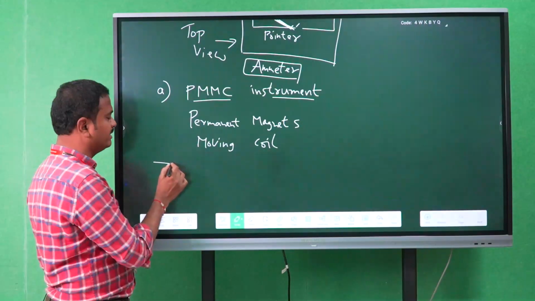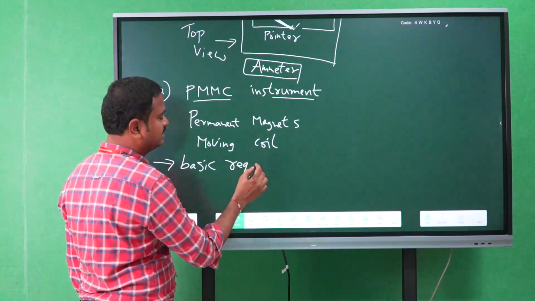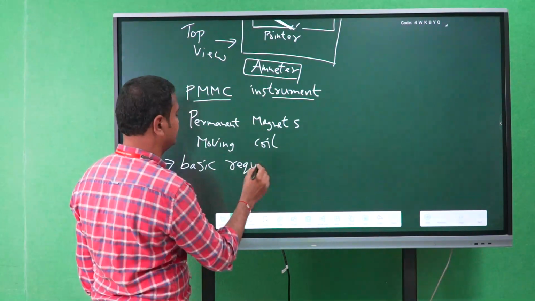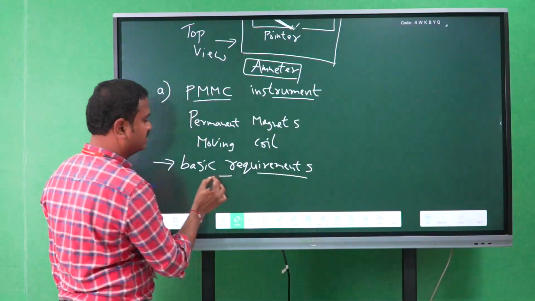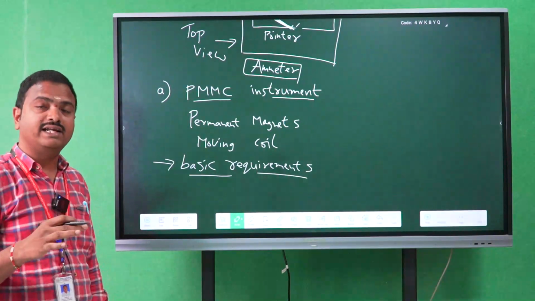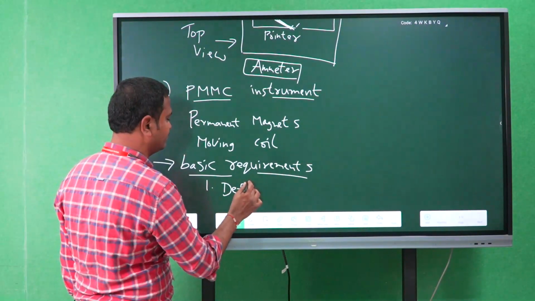Basically, indicating instruments require 3 systems mainly. The basic requirements to construct an indicating instrument are: first one is the deflecting system.